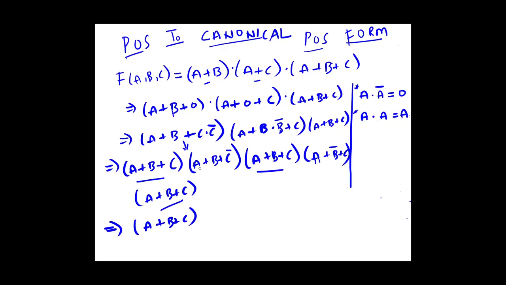After that, next you have A plus B plus C bar. Is it repeated anywhere else? No. So you'll just write A plus B plus C bar. Next, the leftover term is A plus B bar plus C. So this is the canonical POS form.